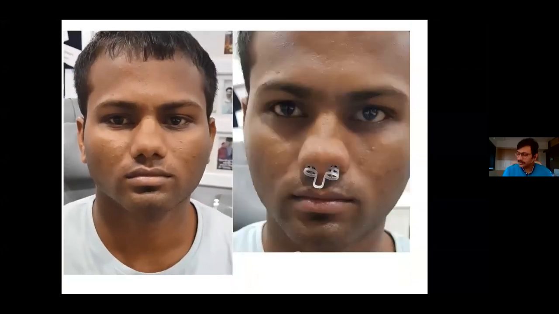Now, interesting cases sometimes we get from all over the country. This gentleman was refused surgery by many surgeons all over India, and he was asked to visit me. He told me that I cannot sleep without this, and I asked him where he got it from. He got it from Amazon, and this is what he said. This is what is happening, and can you correct this? So we definitely accepted the case.